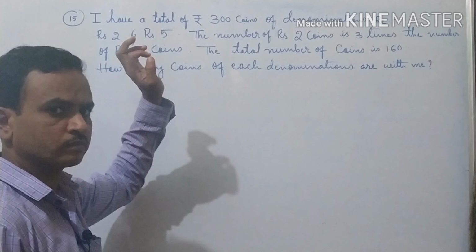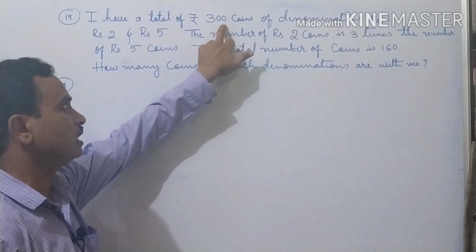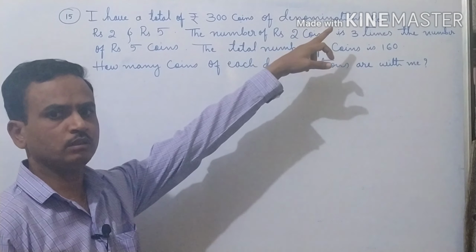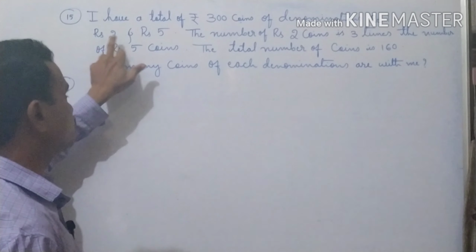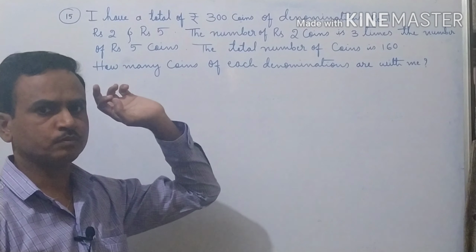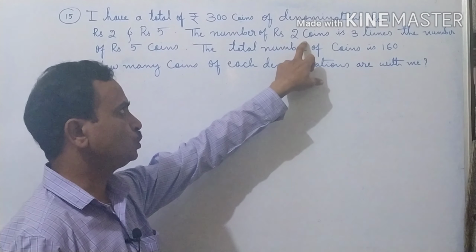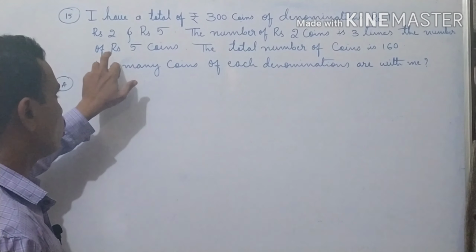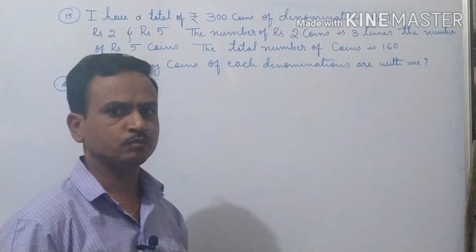Question. I have a total of rupees 300 in coins of denomination rupee 1, rupees 2 and rupees 5. The number of rupees 2 coins is 3 times the number of rupees 5 coins. The total number of coins is 160.